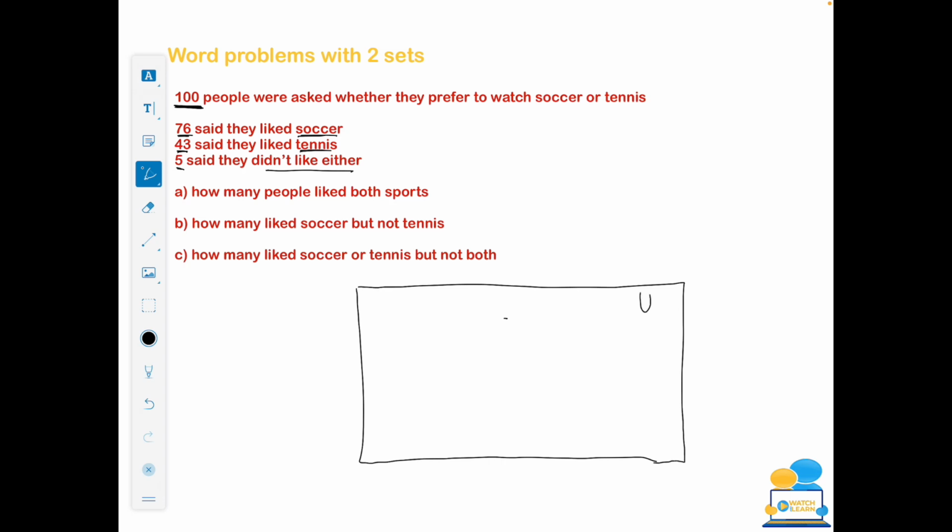So we're going to have U, a universal set in the top right corner, and we're going to draw our two circles. Now, in all the examples so far, we labelled them as A and B. Here it makes more sense for the soccer set to label it as S, and for the tennis set, we'll label it as T. Now, I'm actually going to do this question wrong first, just to show you a very common mistake.